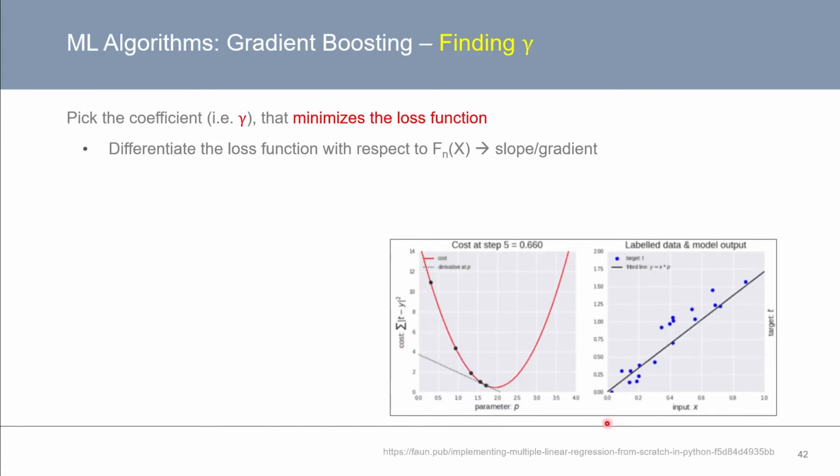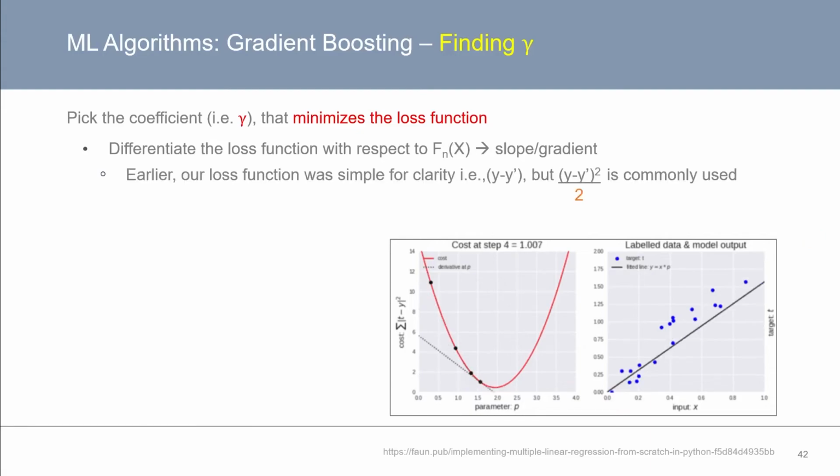Note that in this example, the y-intercept of the line is assumed to be fixed at 0, so we're only trying to optimize one parameter, that being the slope. Of note, earlier, our loss function was simple for clarity, being set as the difference between our true outcome and the predicted outcome. However, 1/2 of the square of this difference is commonly used in gradient descent.